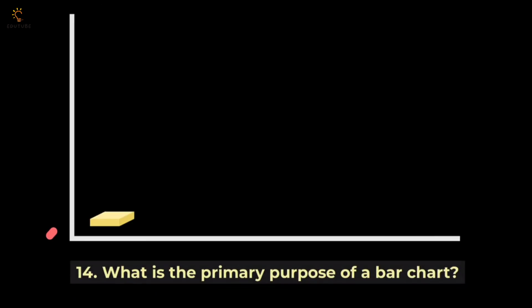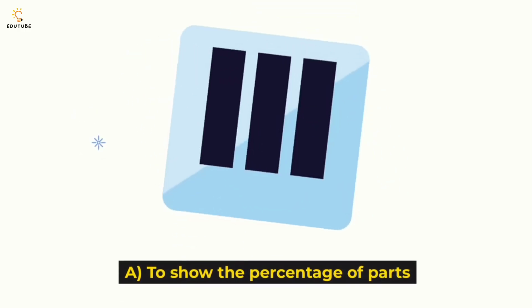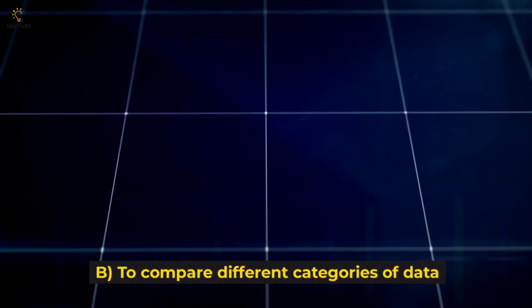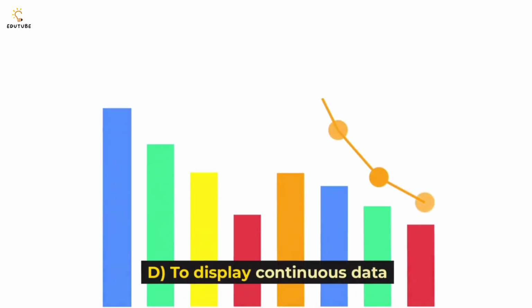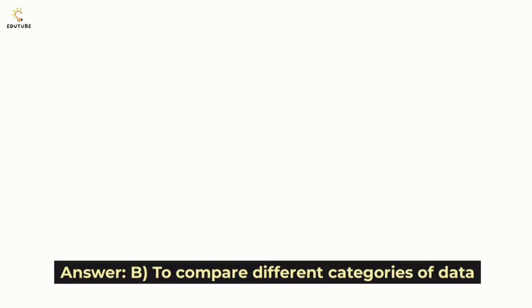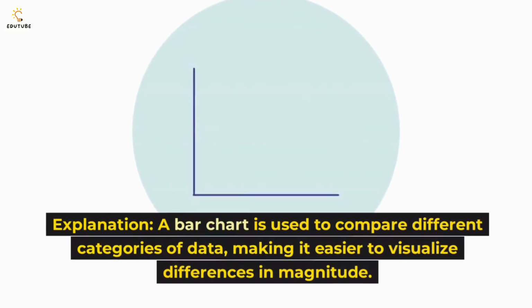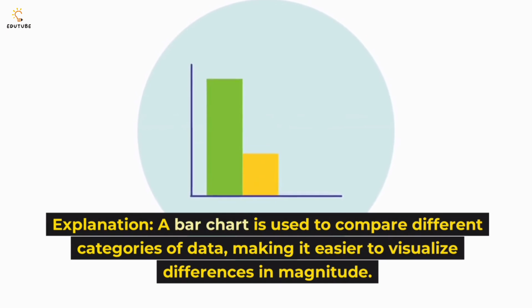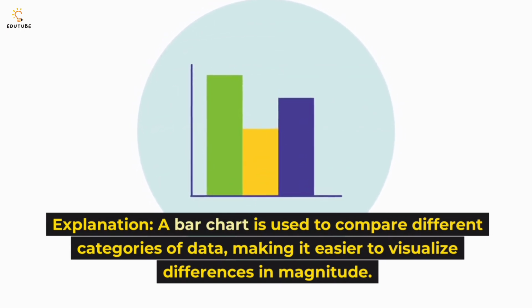14. What is the primary purpose of a bar chart? A. To show the percentage of parts. B. To compare different categories of data. C. To show trends over time. D. To display continuous data. Answer: B. To compare different categories of data. Explanation: a bar chart is used to compare different categories of data, making it easier to visualize differences in magnitude.